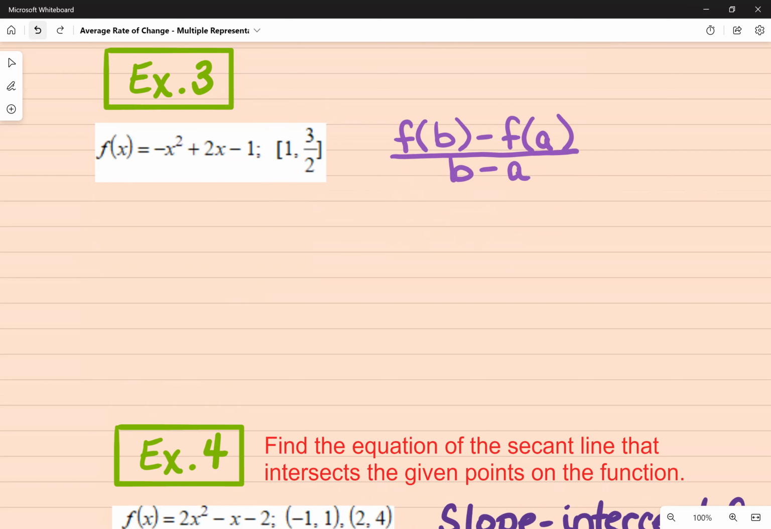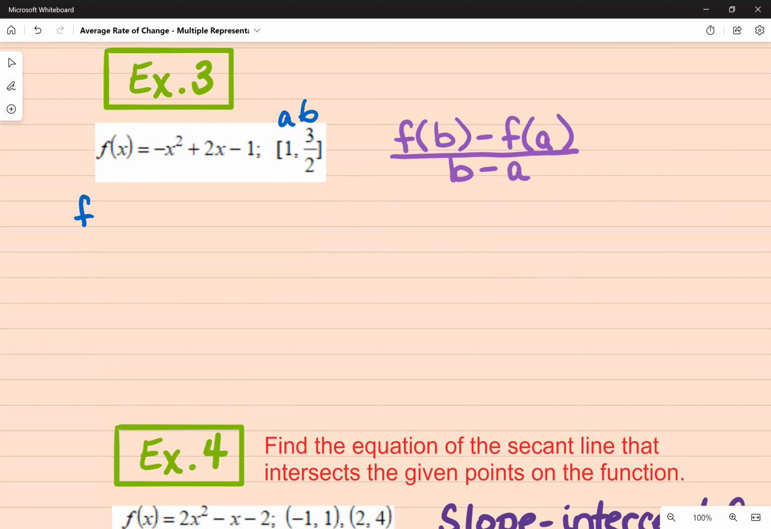I have to find my Y values. How do I find my Y values? Well, remember, F of X means Y. So all I'm going to do is just substitute. This is going to be my A, and this is going to be B, because I need an A and a B for my formula. And I'm just going to substitute one at a time.